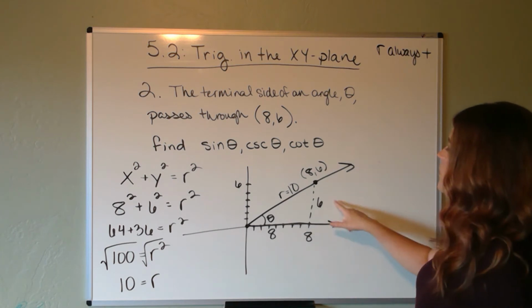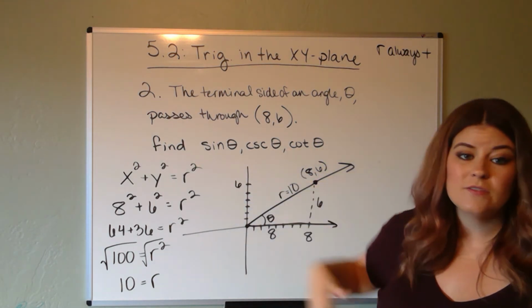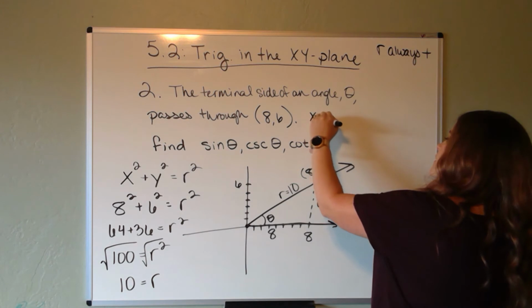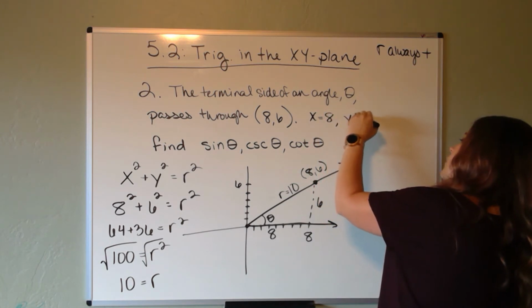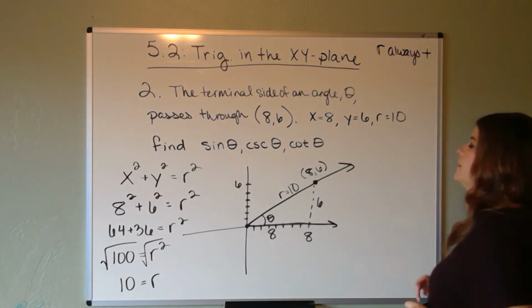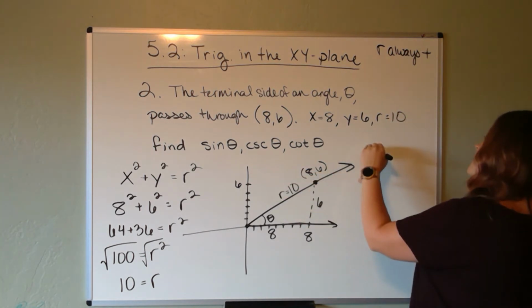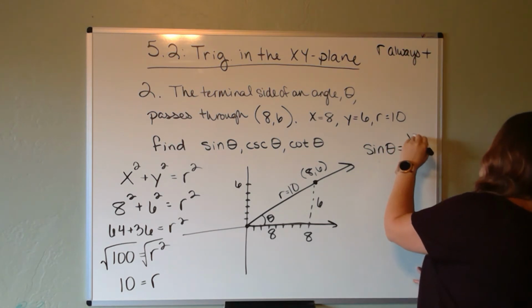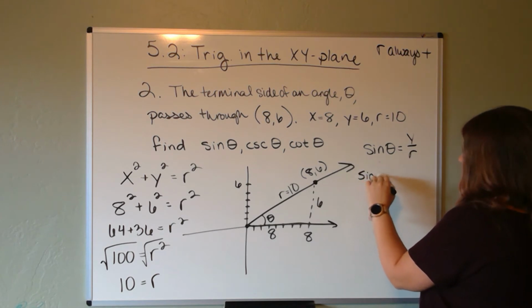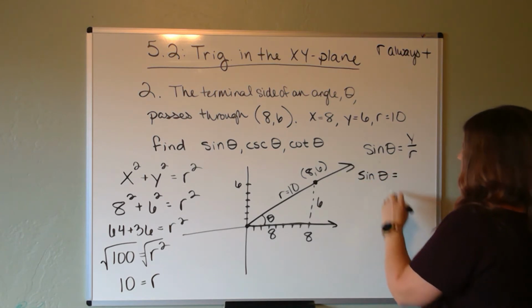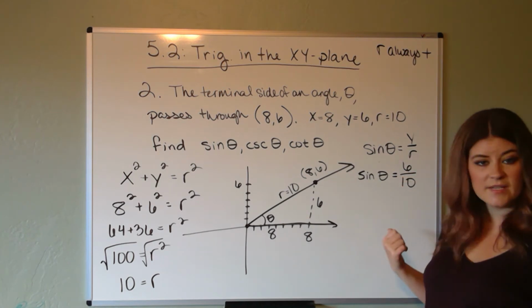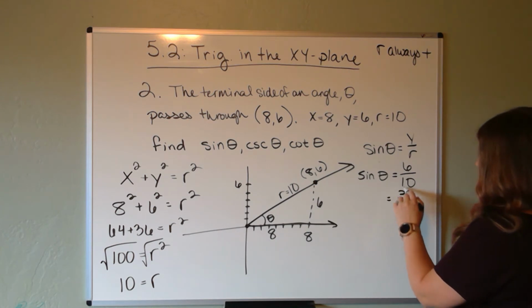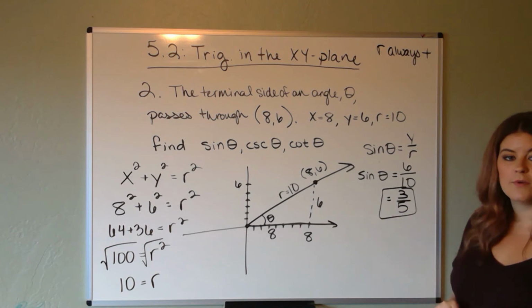So if you have x, y, and r, you can find all the trig functions, right? You just have to remember which ratio is which. So let's note here, x equals 8, y equals 6, and r equals 10. And let's find the sine of theta. Remember, sine is y over r. So in this case, the sine of this angle theta is 6 over 10. Definitely reduce that if it's possible. Let's reduce that to 3/5. So here's the sine of theta. That's the first thing it wanted you to find.